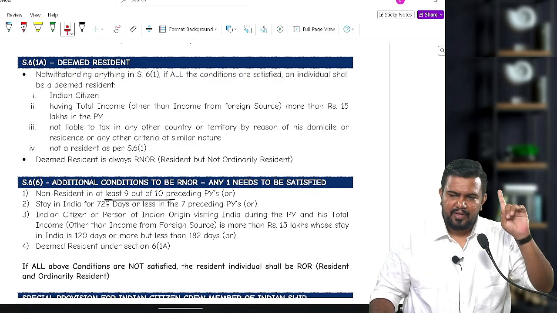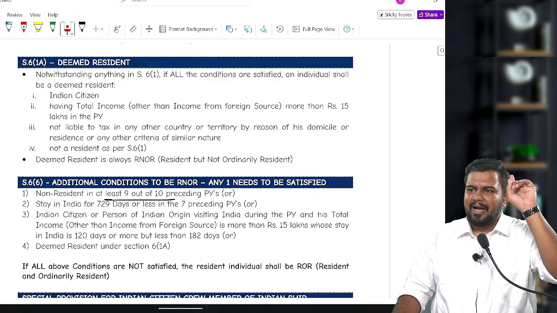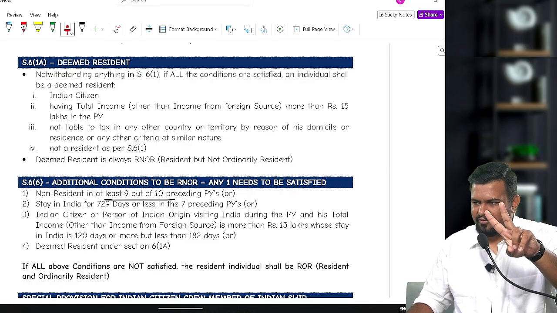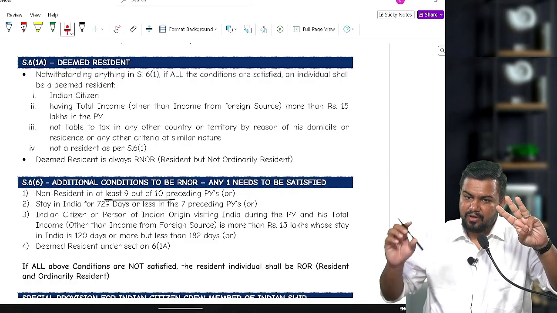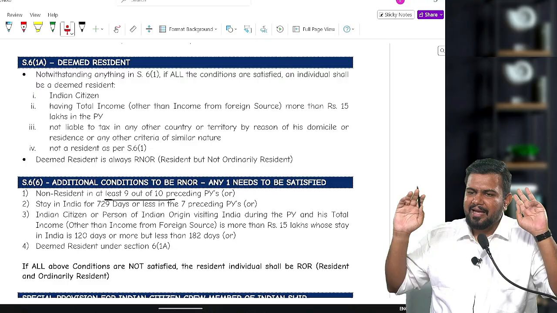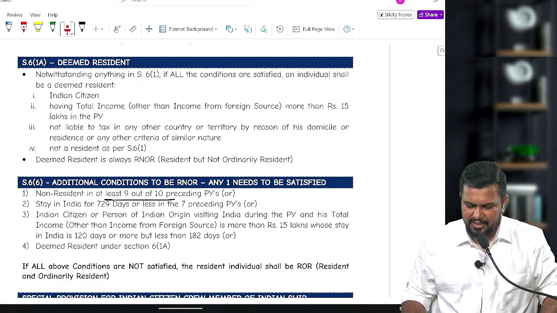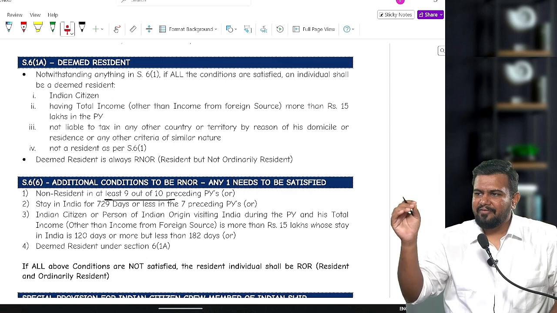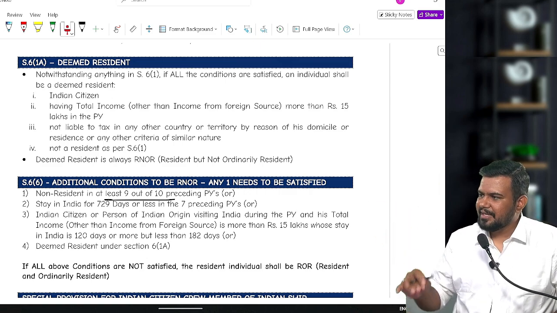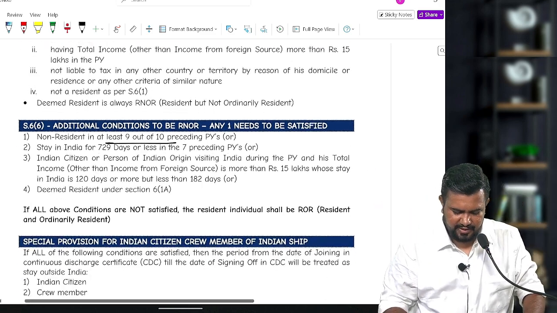In a condition, he should be an Indian citizen. Other than foreign source income should be more than 15 lakhs. Then third one, he is not liable to tax in any other country, and he is not a resident as per the earlier provision. Then he will be called a deemed resident. Deemed resident is always RNOR. Fine.